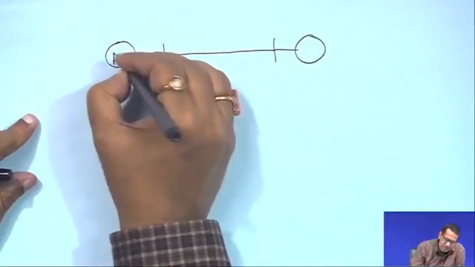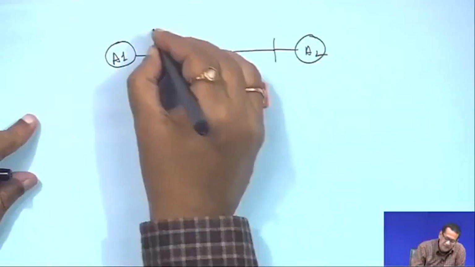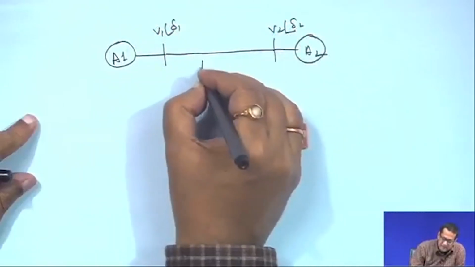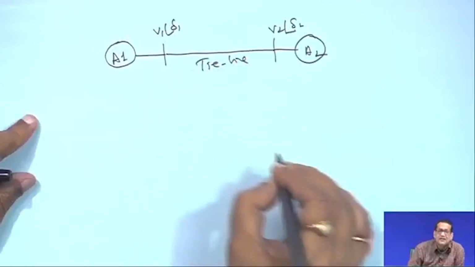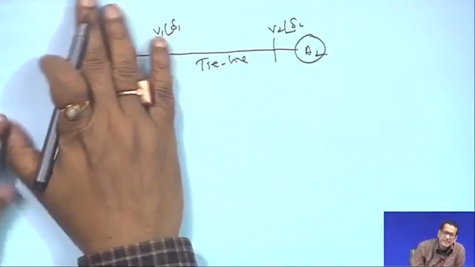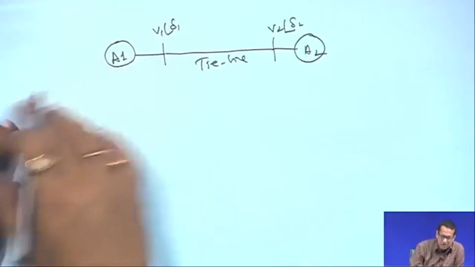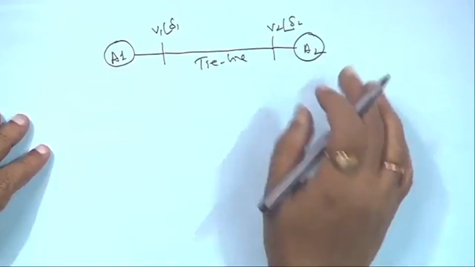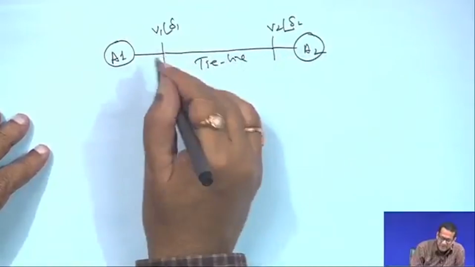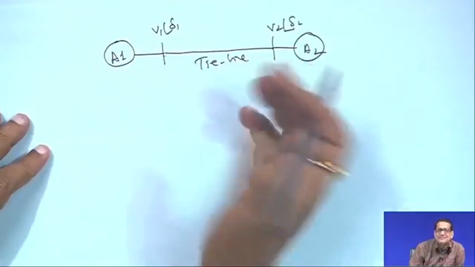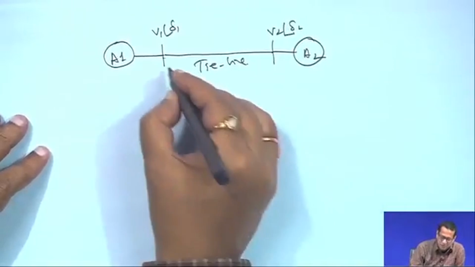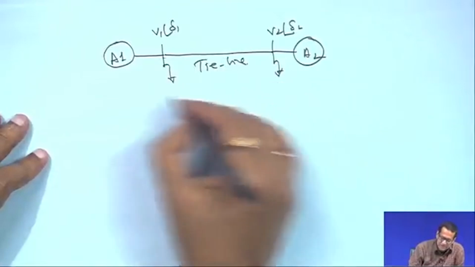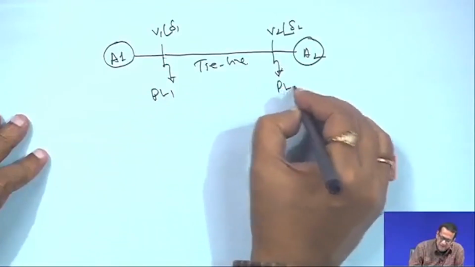Suppose this is your area 1 and this is your area 2, and here you have voltage V1 angle delta 1, V2 angle delta 2, and this line we call the tie line. This is a single line diagram. On this side is a very huge power network with interconnections, and on that side also, and in between these two power systems are interconnected by tie lines. A tie line is basically a 3-phase transmission line, and the load is here and here. Suppose this is area 1, with load delta PL1, and this is the load at area 2, delta PL2.